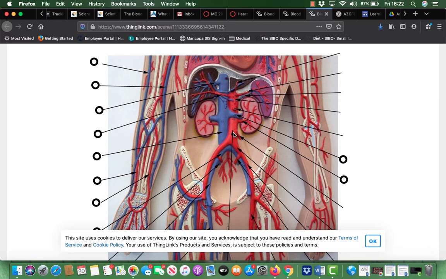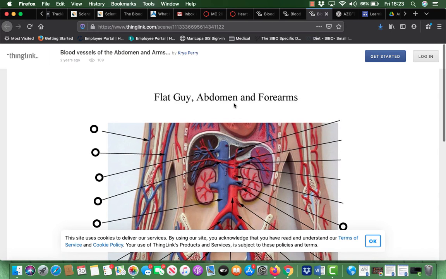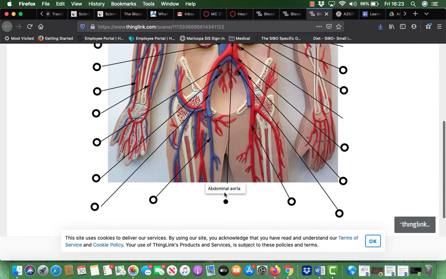So let's start with first the abdominal aorta. Remember you have the descending aorta, and the aorta up here in the thoracic area is going to be the thoracic aorta. And then, of course, once you hit below the diaphragm, it's the abdominal aorta. So above the diaphragm would be thoracic, and below would be the abdominal aorta. And that's this tag here, abdominal aorta.